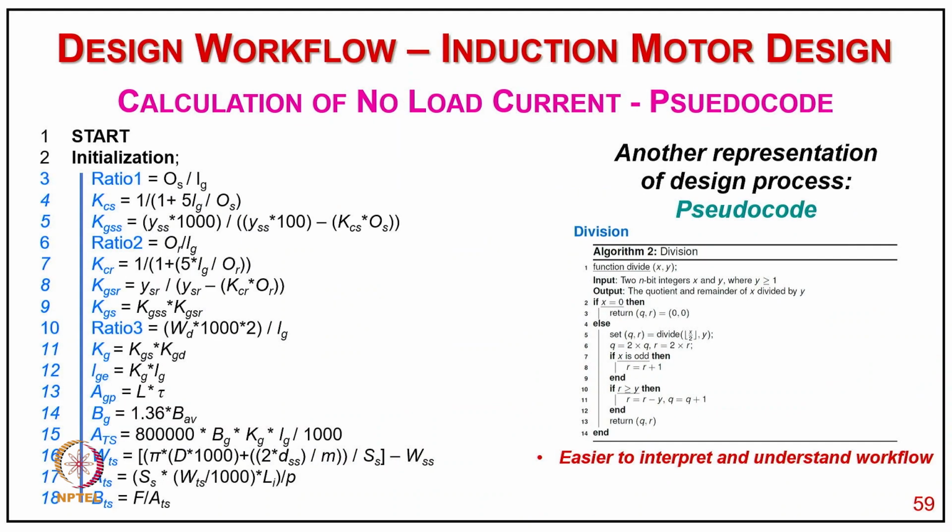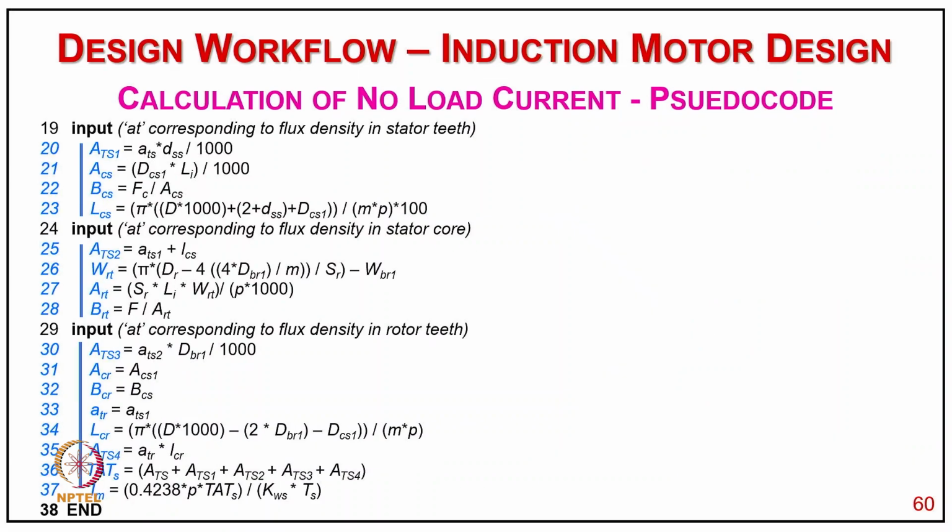Then we come to the calculation of no load current. As pseudocode is given here, we can calculate from the Carter coefficient, as we have already given examples. Then we calculate the effective air gap length, flux density, width, and the total MMF required for all five parts of the magnetic circuit: stator core, stator teeth, rotor core, rotor teeth, and air gap. That gives the total MMF required here in the workflow. And then we calculate the magnetizing current from this. That's the procedure.